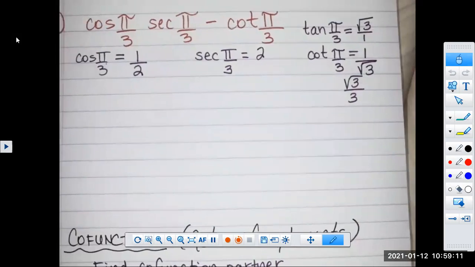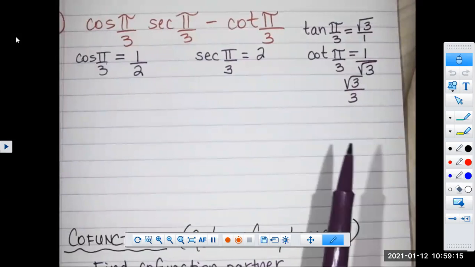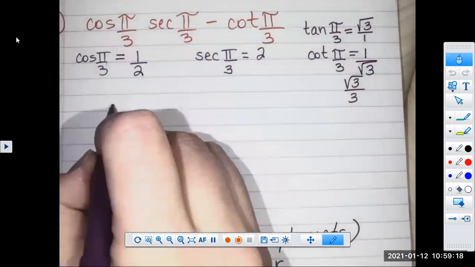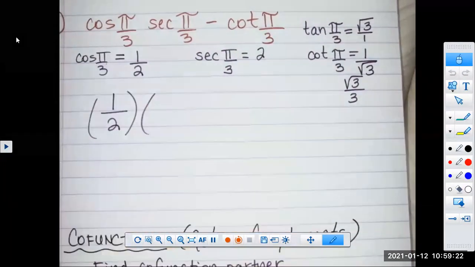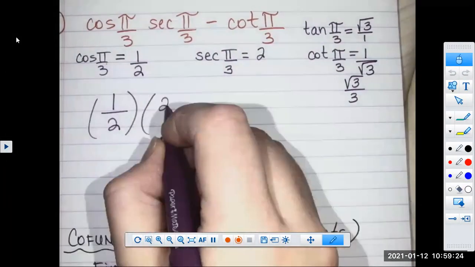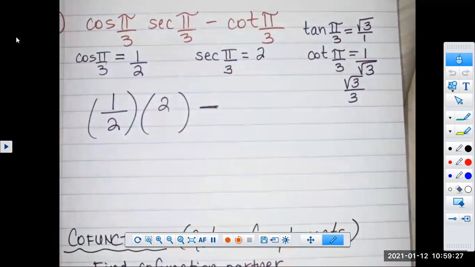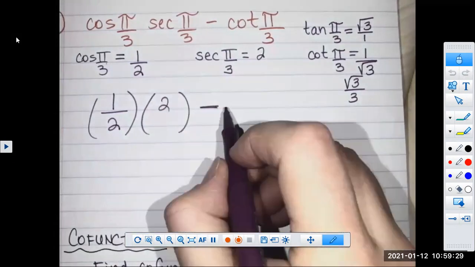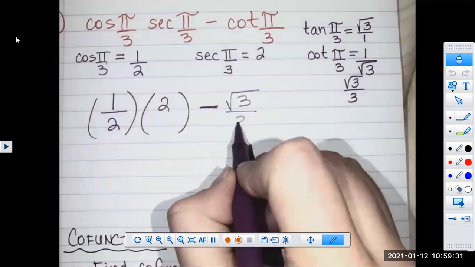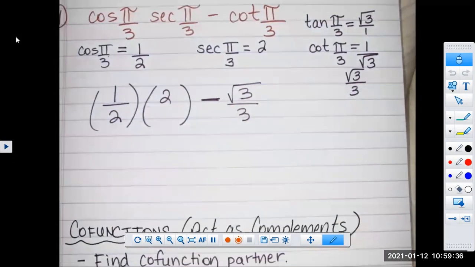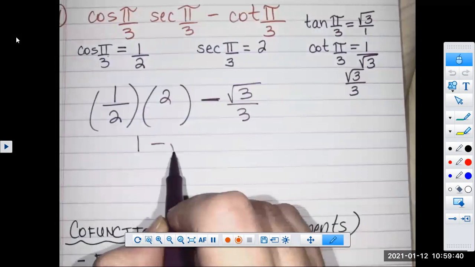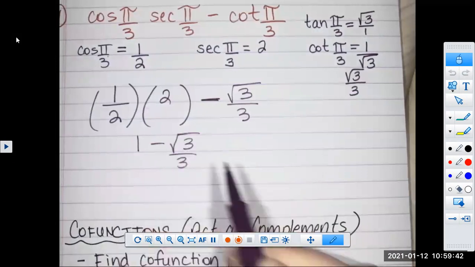Okay, now that you know those individual values, you can just simply go through and plug them in. So here you're going to have 1/2 for cosine of pi over 3 times 2 for secant of pi over 3 minus √3/3 for cotangent. So that's going to leave you with 1 minus √3/3.